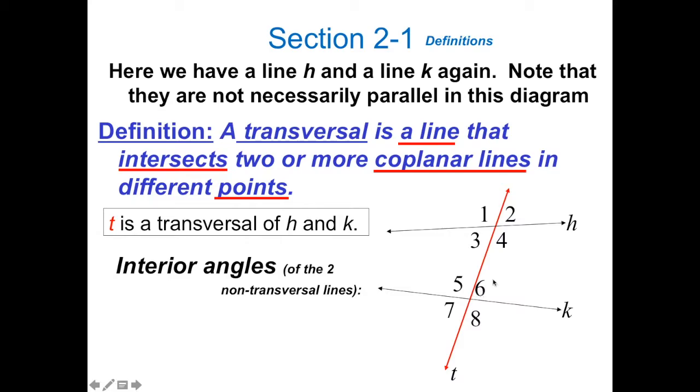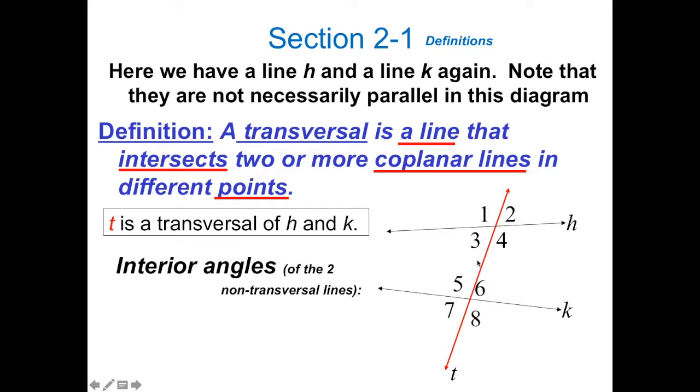Like, how could 6 relate to 2? How could 4 relate to 8? Look, 4 and 8 are both obtuse. 7 and 3 are both acute. Interesting. 1 and 5 are both obtuse. So anyways, we want to talk about some of the relationships here. We're going to classify these angles. These eight angles could get classified in various ways, so you've got to know those here.